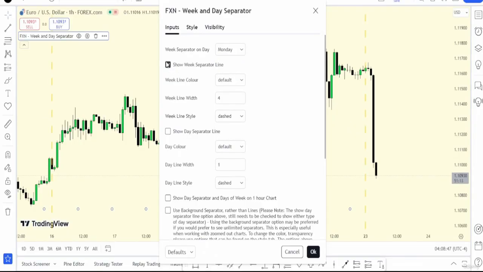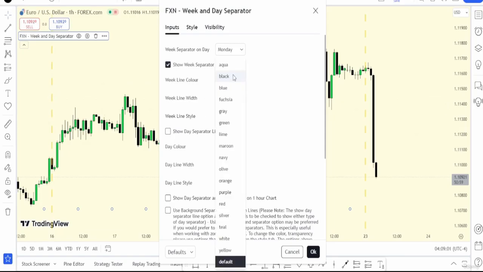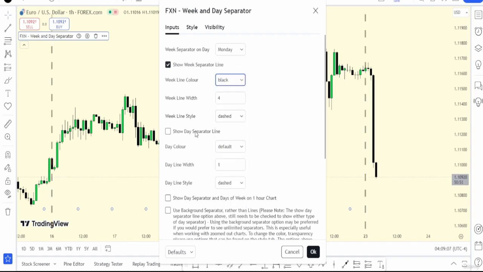The next one is the show week separator line. You want it to remain checked, so you click on it. The second one is week line color, which is this dotted yellow by default. Change it to black. I prefer black, but you can use any color that you want. So you can see it is appearing here.